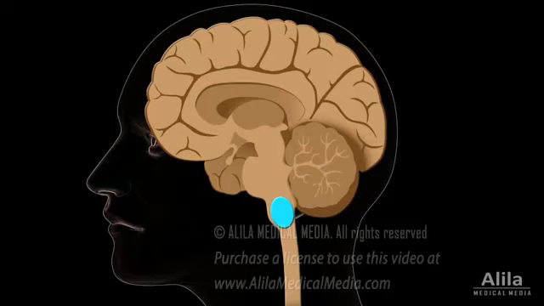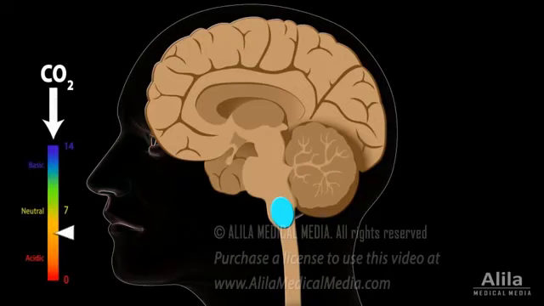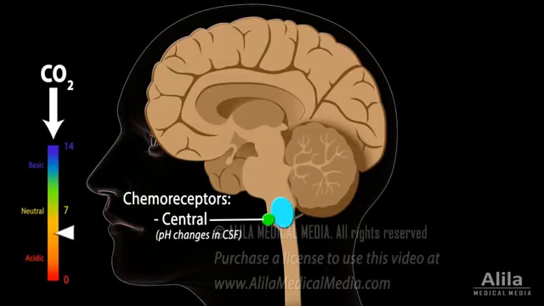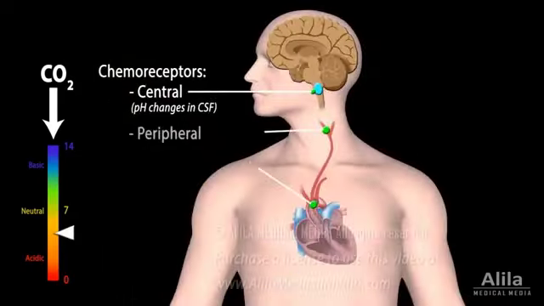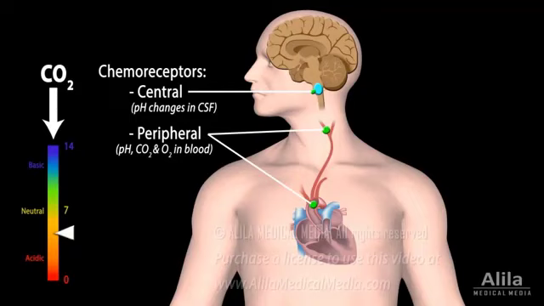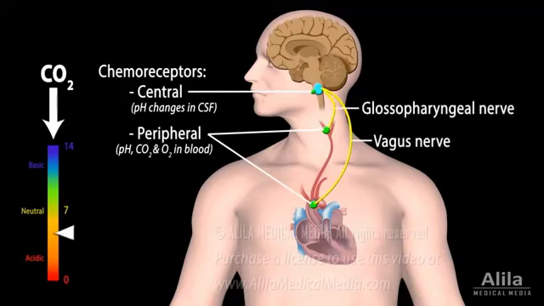The most important factor regulating breathing rate is the concentration of carbon dioxide. Changes in carbon dioxide lead to changes in pH, and these are detected by chemoreceptors. Central chemoreceptors located on the surface of the medulla monitor pH changes in the cerebrospinal fluid, while peripheral chemoreceptors found in the aortic and carotid bodies respond to fluctuations in pH, carbon dioxide, as well as oxygen levels in the blood. Peripheral receptors transmit signals to the respiratory center via the vagus and glossopharyngeal nerves.